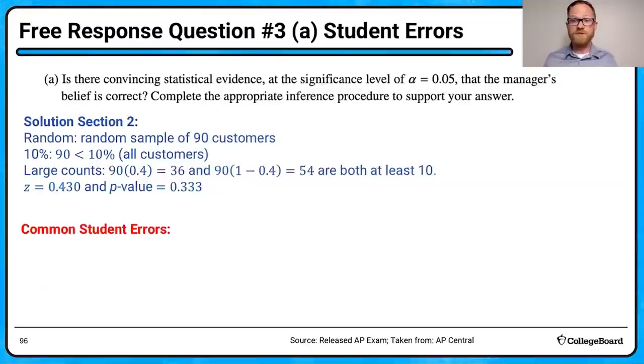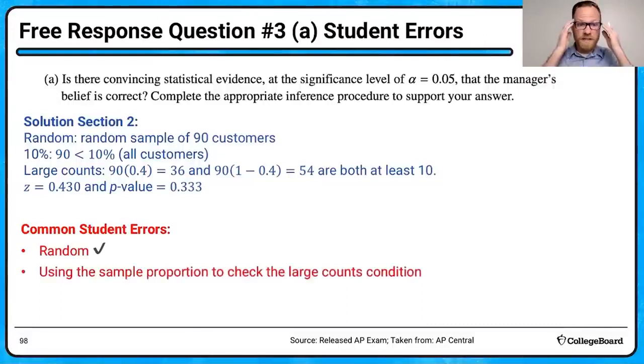Now let's talk about some common student errors on this section right here. The first one, and we see this so often on the AP exam, is that a student writes "random check." Now that is not enough. The random condition can be satisfied in a couple of different ways. If it's a one sample problem, you're going to have a random sample. We need to know that it's a random sample. If it's a two sample problem, you might have independent random samples, but you could also have random assignment in an experiment. And so it is important that you indicate whether this is a random sample or a random assignment. In this case, we have a random sample of 90 customers.